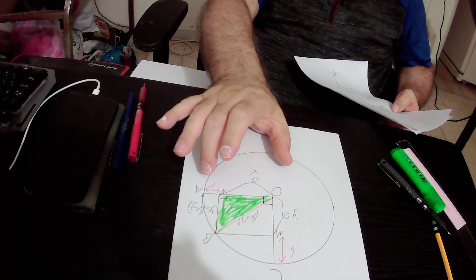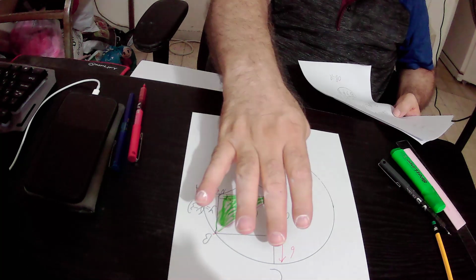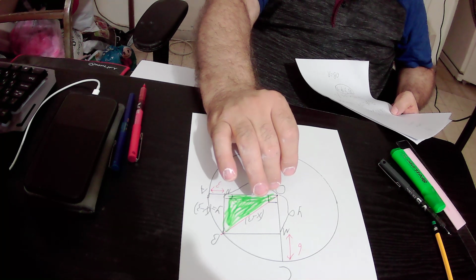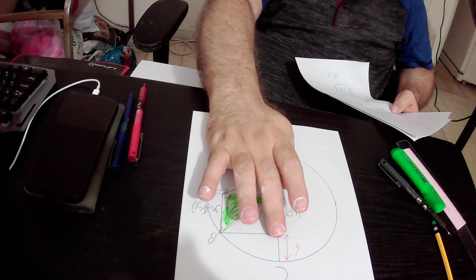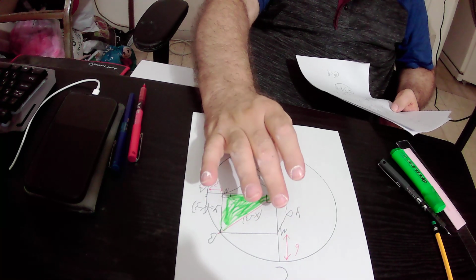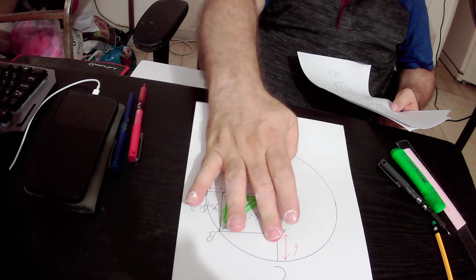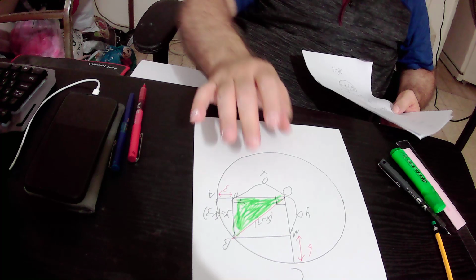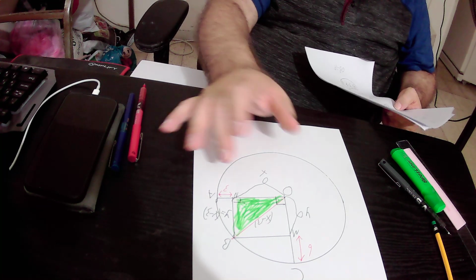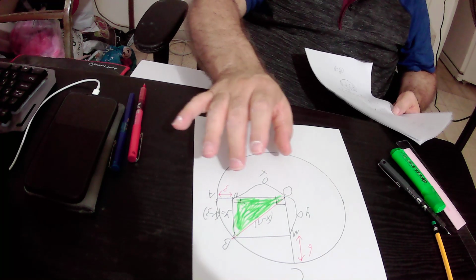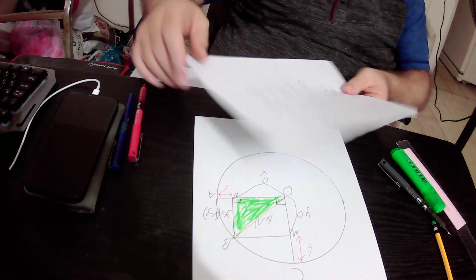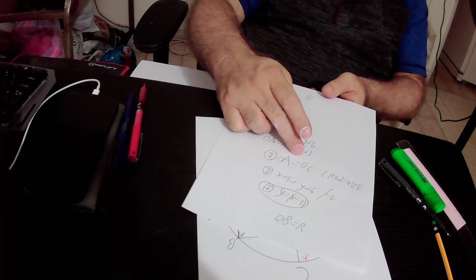So OA is the radius of this circle, and OC is also the radius of this circle because line segment OC starts from the point O, the center of this circle, and ends at point C, a point on the circle itself. For that reason, line segment OC is the radius of this circle. So because both OC and OA are radii of this circle, we can say that OC equals OA. That is our first equation, that OA equals OC.